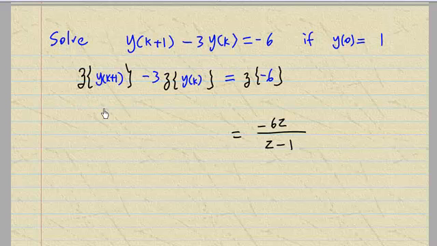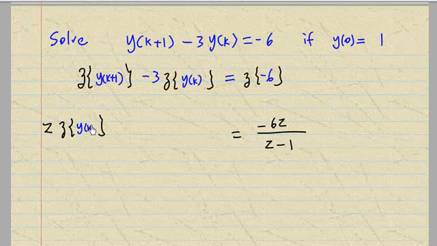Now substitute this into our equation. The first term is Z times the Z transform of y k minus Z. Then the second term is minus 3 times the Z transform of y k.